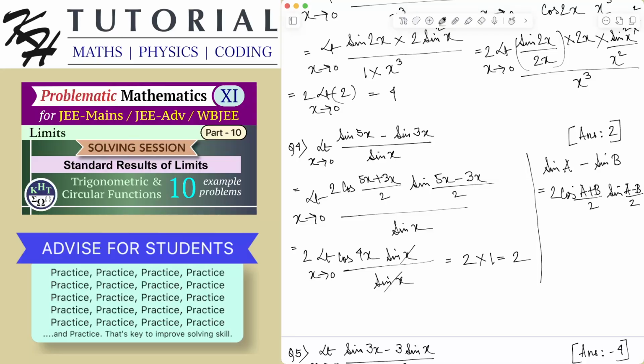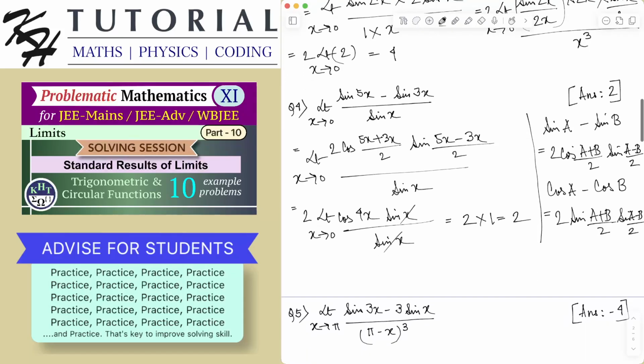So always remember that whenever you have any expression of the form sin a minus sin b in a limiting problem, always use this formula: you have to express sin a minus sin b as a product of sin and cos. So it will be 2 cos((a+b)/2) into sin((a−b)/2), and you must remember these two formulas very well. Cos a minus cos b is −2 sin((a+b)/2) multiplied by sin((a−b)/2). Okay, let's see the next problem.